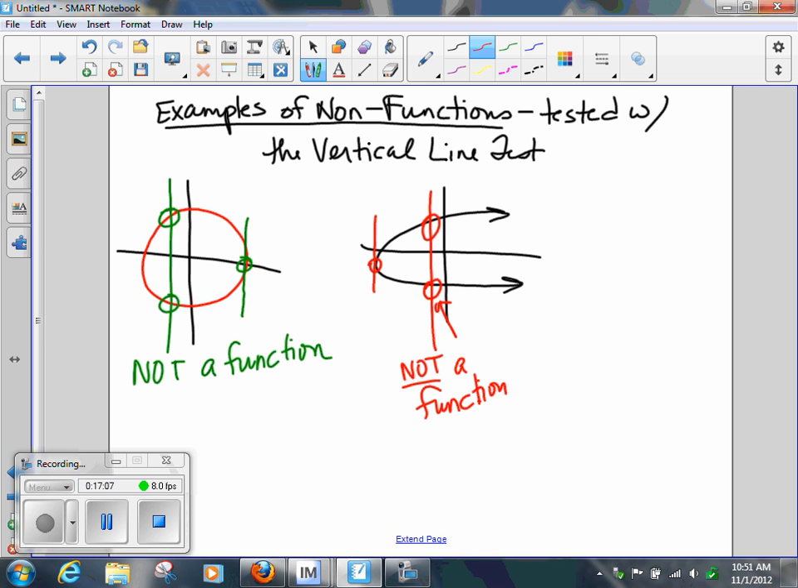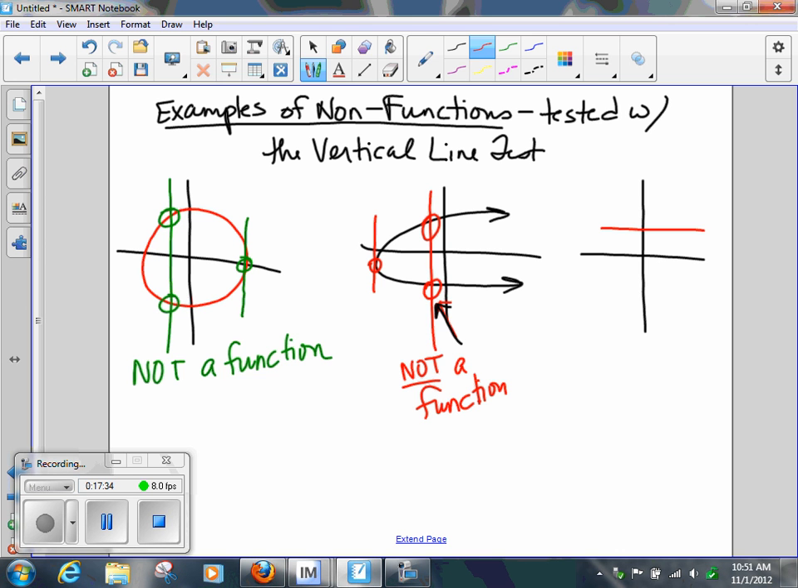Give me another example. A circle is not a function, right? Because it crosses twice. The sideways parabola is not a function. A straight line, what kind? Because this kind of straight line, a horizontal line, is a function. Would you agree? A vertical line, though, is not a function.